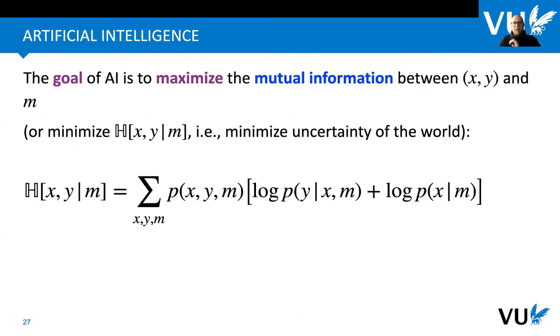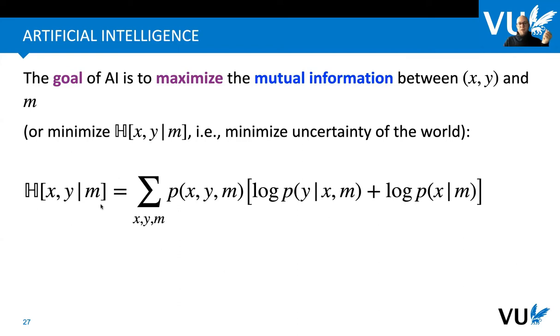All right, let's focus on that. Let's zoom in. So the goal of the AI, this is what I claim, is to maximize the mutual information. So in other words, it's to minimize the conditional entropy, so minimize uncertainty of the world for a given model. If I have a perfect model or nearly perfect model of the world, my uncertainty will be close to zero. So that's a good thing.